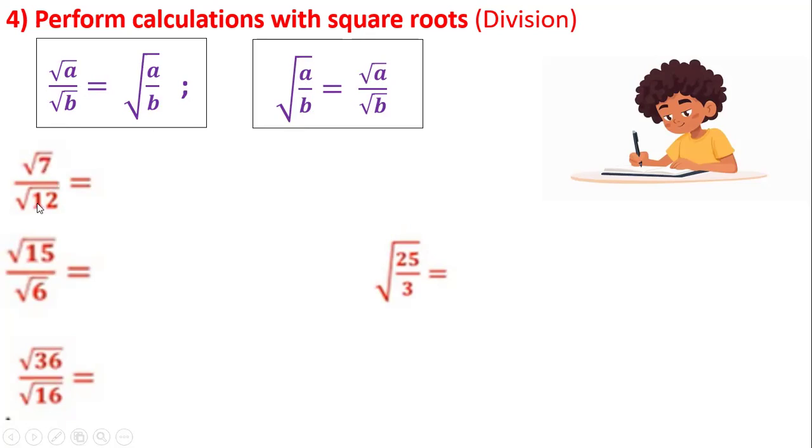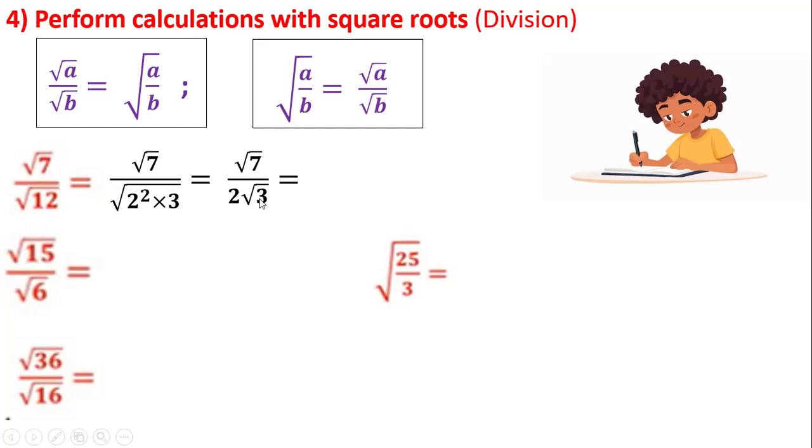Radical 7 over radical 12. How do we write it? We write them inside the same radical. So we write radical 7 over 12. 7 is a prime number. It stays as it is. 12 can be decomposed into prime factors. So I decompose it to 2 squared times 3. Here, 2 squared comes outside as 2. So I will have radical 7 over 2 radical 3.